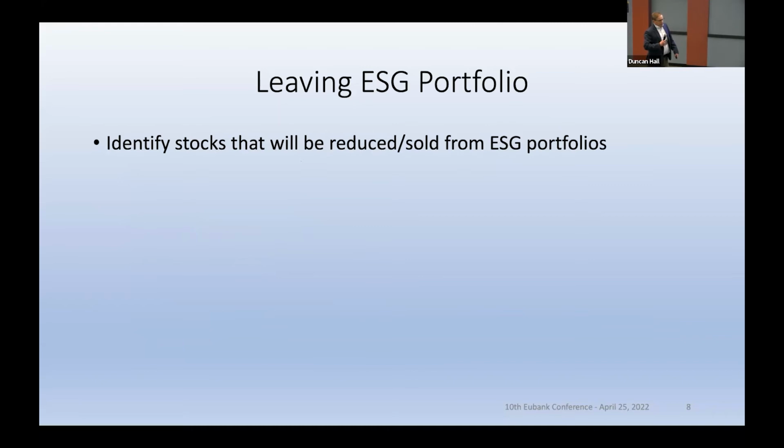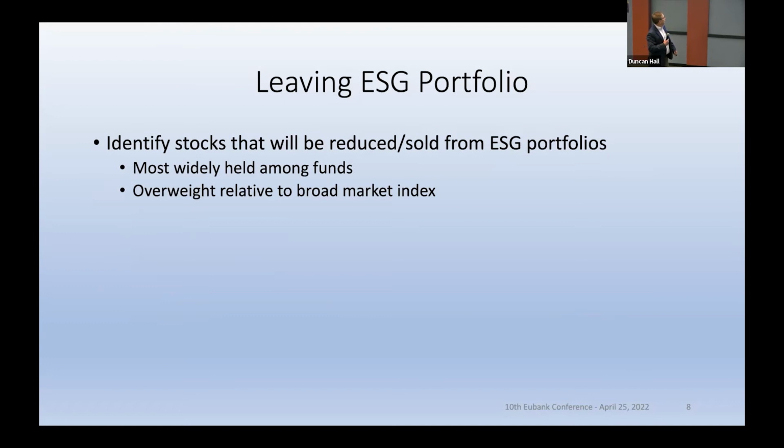So it turns out, my first instinct was I'd find this momentum in the stocks that are leaving the ESG portfolio as well, and that the things that had been reduced in holdings over the last 3 months would continue to be reduced. But that's actually not the case. What predicts things leaving the ESG portfolio are the stocks that are most widely held among the funds, so there's the most consensus among the portfolio managers, and the things that they are holding overweight relative to the market index.